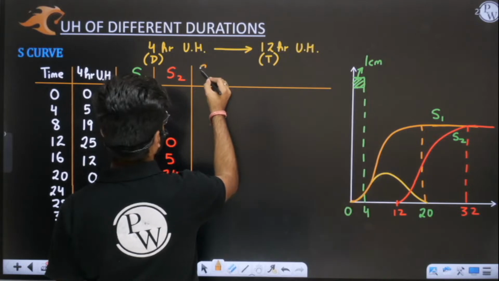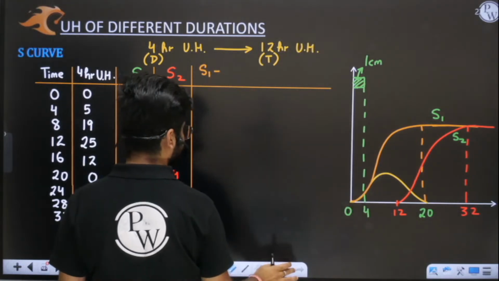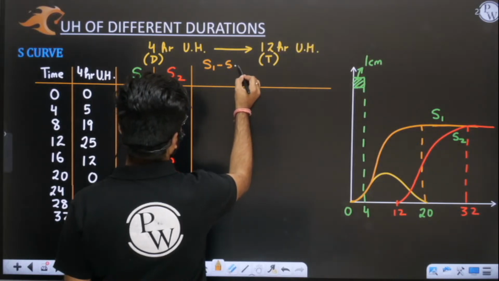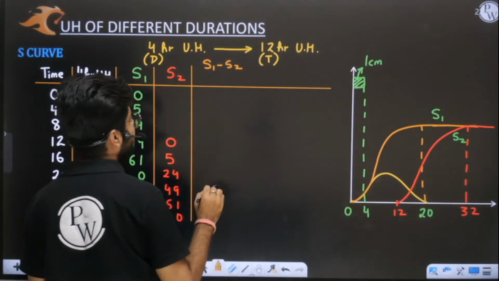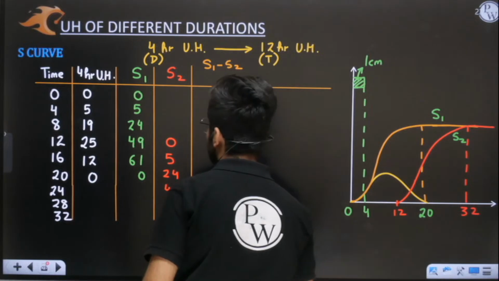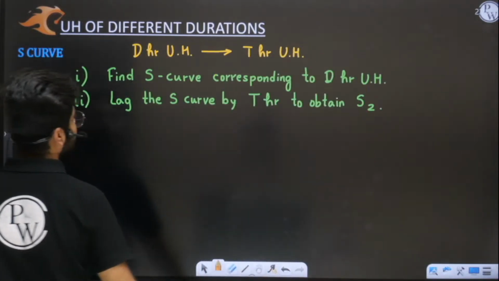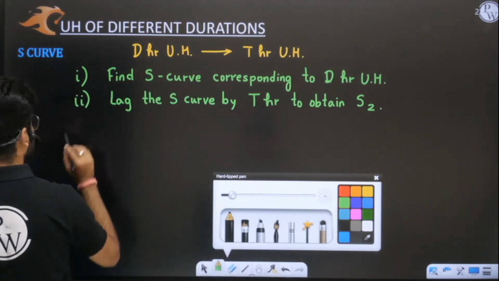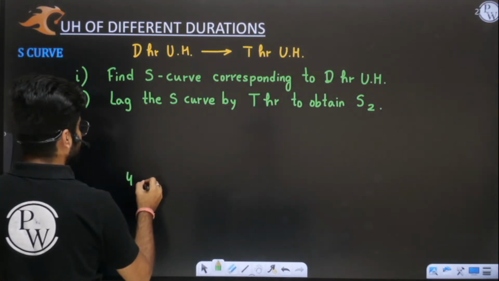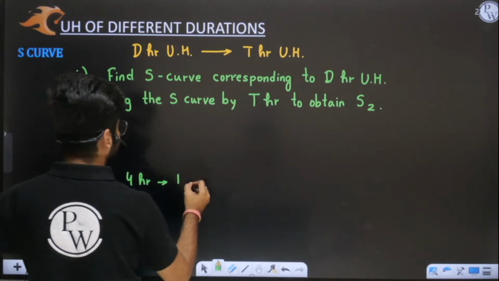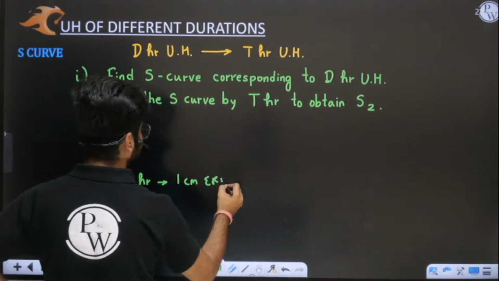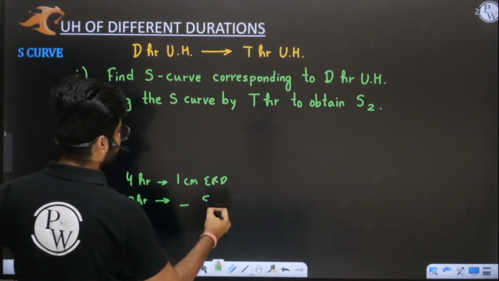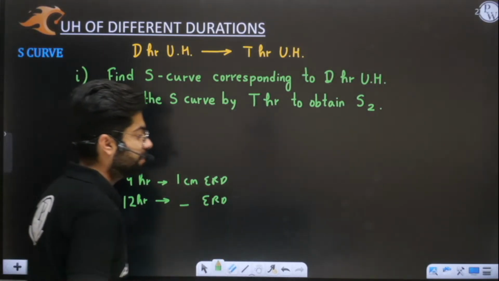Now, sir, we have to simply subtract them. See, if I subtract them, what will I get exactly? I will get 12 hours. When I subtract it, listen very carefully. One thing you need to understand: if in 4 hours I am having 1 centimeter effective rainfall depth, then tell me, in 12 hours, how much effective rainfall depth will there be?